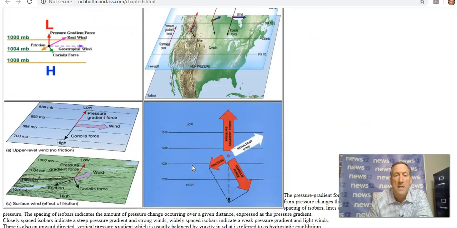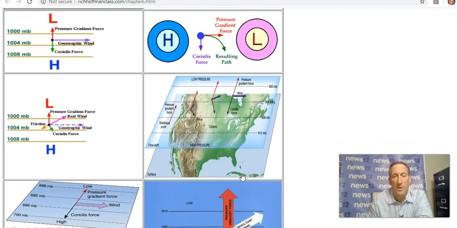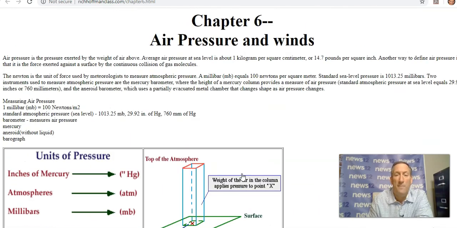So I'm going to wrap things up. Make sure you read through the book, understanding what happens. The geostrophic wind is wind that flows parallel to the isobars. The pressure gradient force is wind that flows from high pressure to low pressure. Friction at the surface will slow down the wind, so it changes its speed and direction, and the Coriolis force moves the wind to the right in the northern hemisphere. So those are the weather basics for your air pressure and winds.